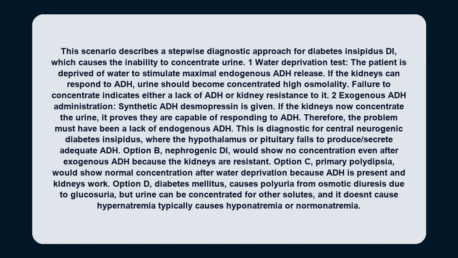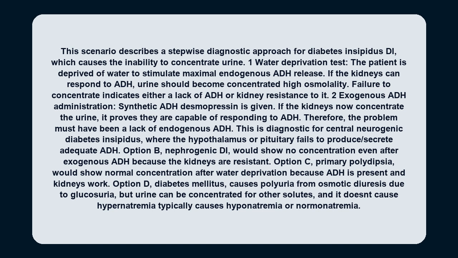2. Exogenous ADH administration. Synthetic ADH, desmopressin, is given. If the kidneys now concentrate the urine, it proves they are capable of responding to ADH. Therefore, the problem must have been a lack of endogenous ADH. This is diagnostic for central neurogenic diabetes insipidus, where the hypothalamus or pituitary fails to produce or secrete adequate ADH. Option B, nephrogenic DI, would show no concentration even after exogenous ADH because the kidneys are resistant.